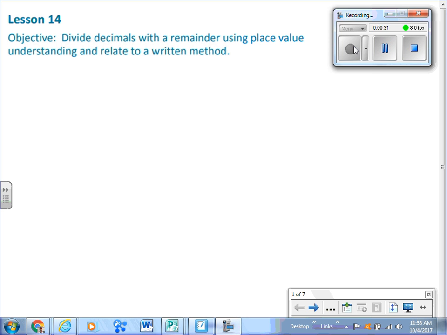If you're following along in the book, we're on page 67 and 68 in your textbook. Okay, page 67 and 68.